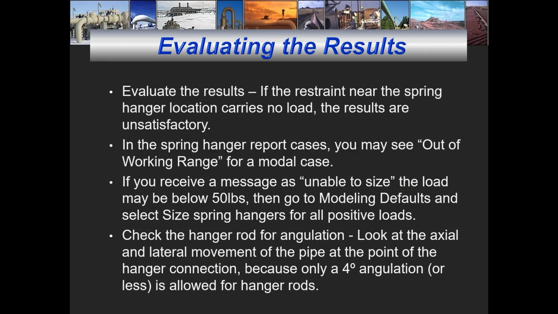If you receive a message that says unable to size, then the load carried may be below 50 pounds. You can still size it. You just have to go to modeling defaults and select size spring hangers for all positive loads. Also, you need to check the hanger rod for angulation. You're looking at the axial movement, and the lateral movement in the guide direction of the pipe at the point of the hanger connection. This movement can only be about a 4-degree angulation or less, as per MSS SP-58.